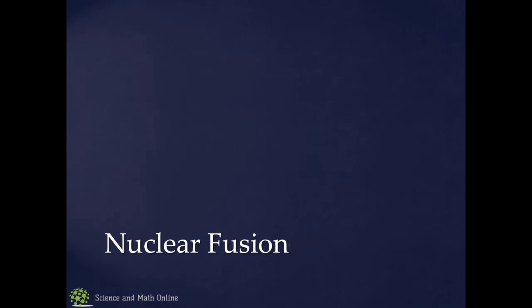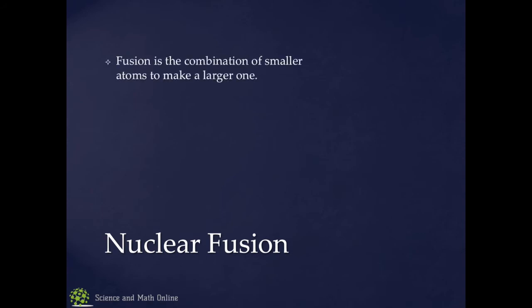All right, so that's fission. The other big nuclear reaction is fusion. So fusion is the opposite. We're taking small atoms and we're putting them together to make a larger one. So fission is splitting, like a fissure is a split in a rock. Fusion is combining, like we're fusing things together.